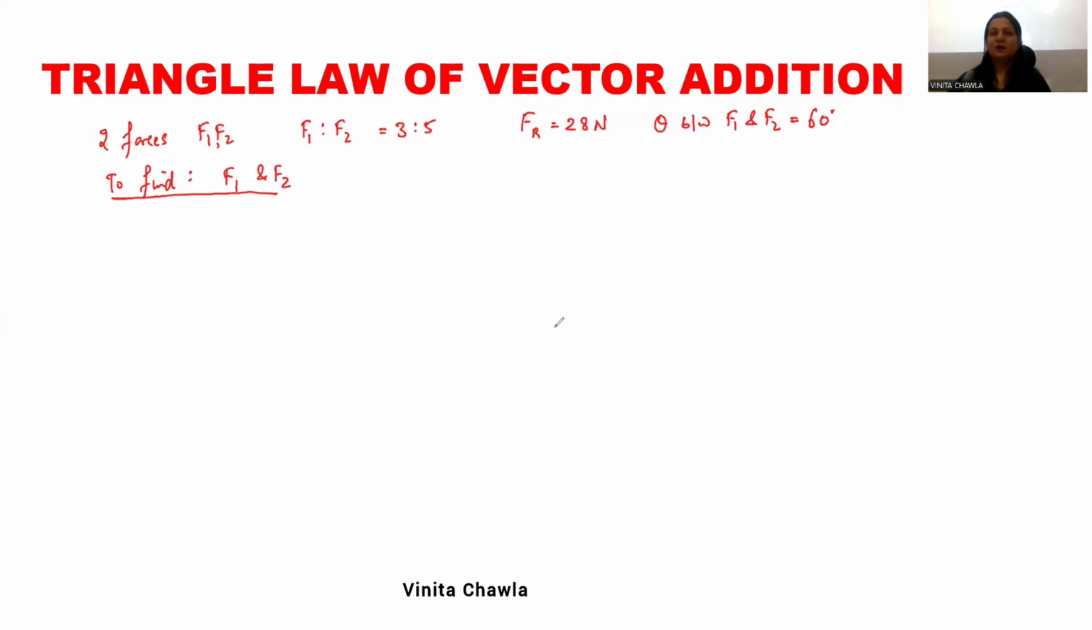So this is vector F1, this is vector F2. The angle between these two vectors is 60 degrees. And let this be the resultant vector R. We have written FR for this. Let's write FR, which is equal to 28 Newton.